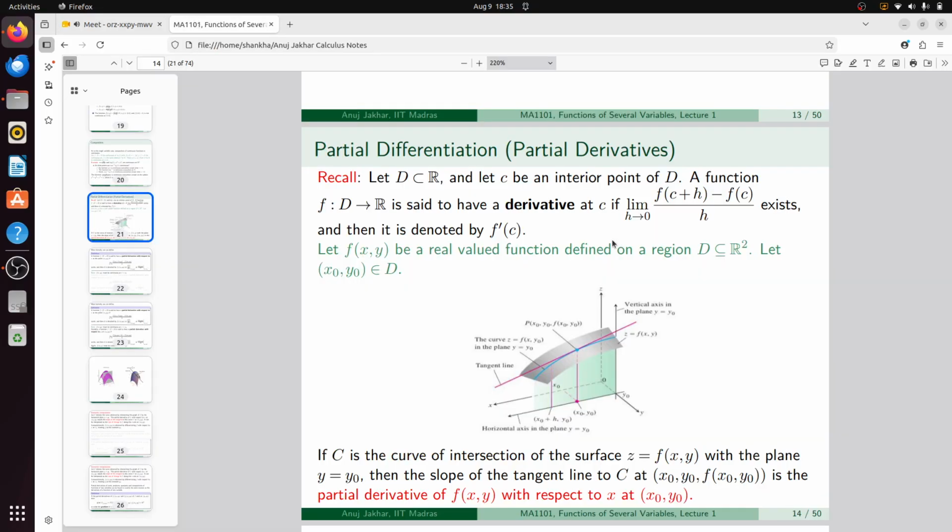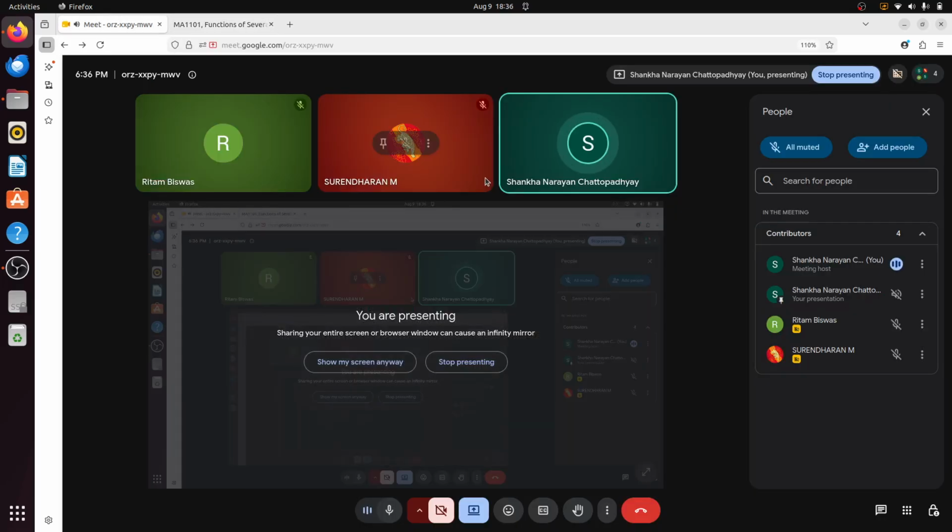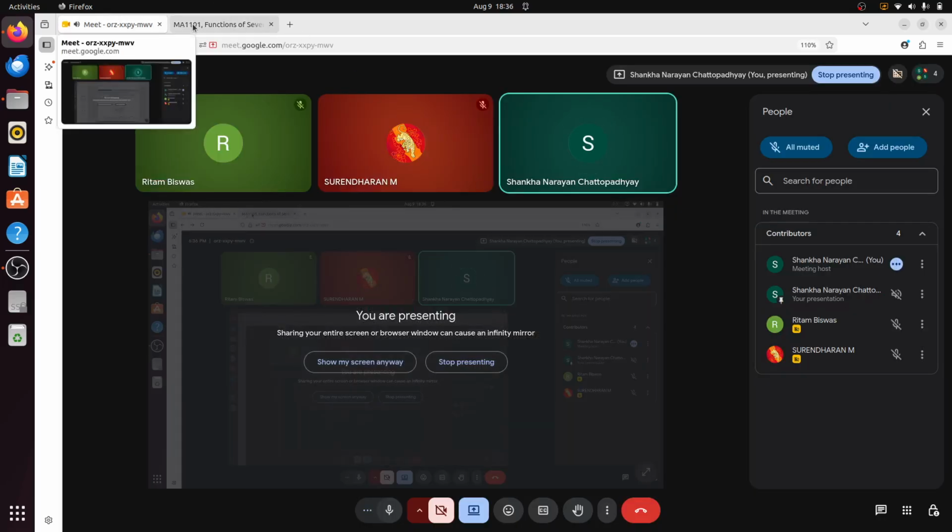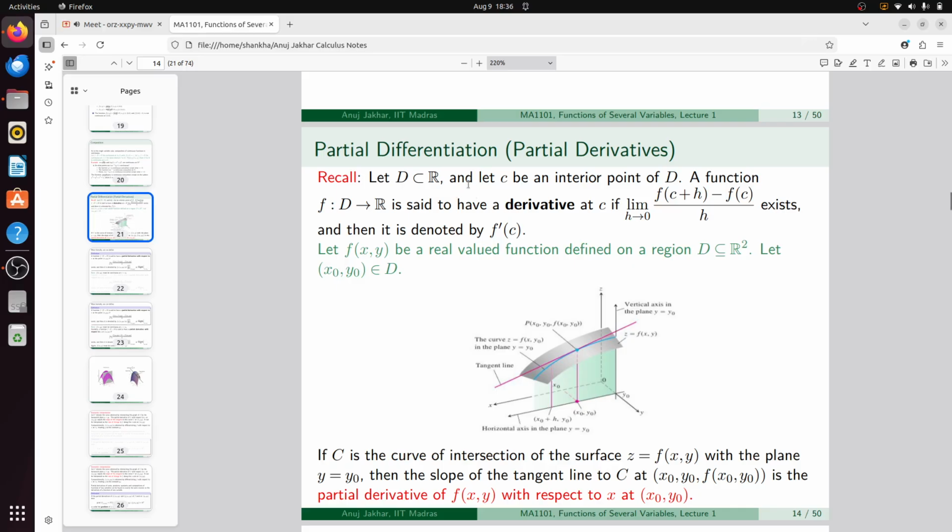So let D be a subset of R, and let c be an interior point of D. A function f from D to R is said to have a derivative at c if the limit as h tends to 0 of f of c plus h minus f of c, divided by h, exists, and then it is denoted as f prime of c.